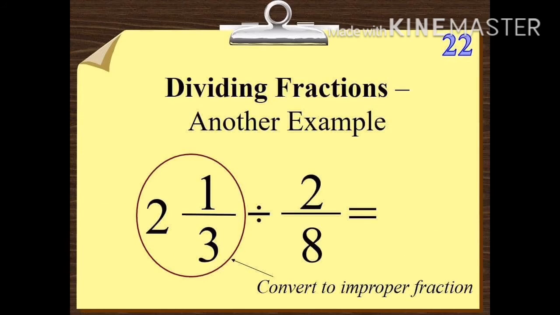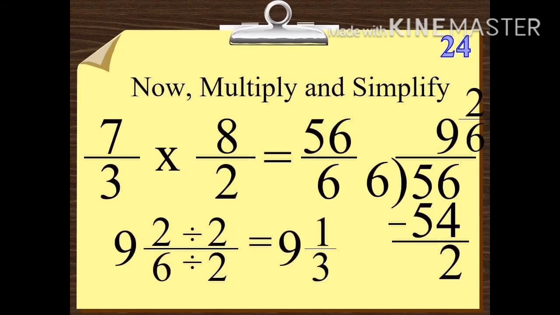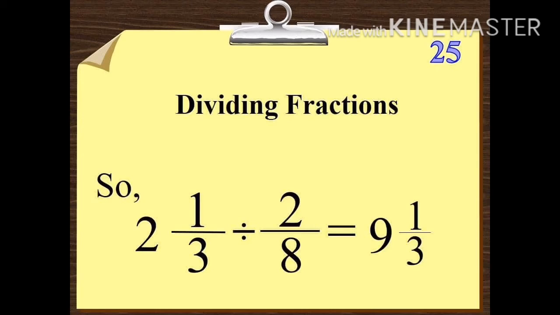Another example in dividing fraction is converting into improper fraction. Here is the example of keep, change, and flip. Now, multiply and simplify. See the example below. So, 2 1/3 divided by 2/8 is equal to 9 1/3.